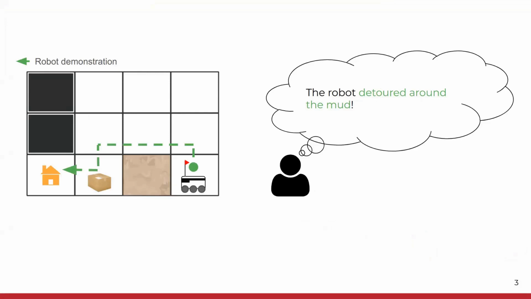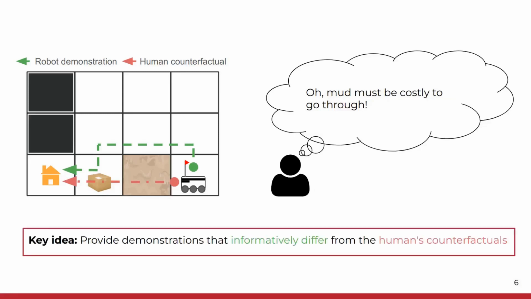So what makes this demonstration informative? It's informative for a human unsure about mud, who would have expected the robot to go through it. This hypothetical behavior in the human's mind is what we refer to as a counterfactual, and the difference between the robot's demonstration and the human's counterfactual conveys the information that mud is costly to go through. This example captures a key idea behind our approach of providing demonstrations that informatively differ from the human's counterfactuals to convey robot decision-making to a human.